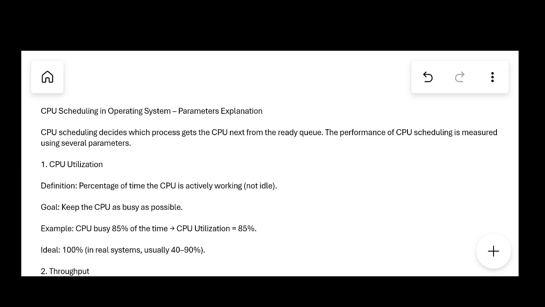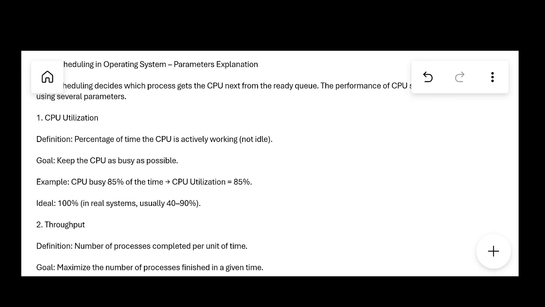So first is CPU utilization. This CPU utilization tells us how busy the CPU is. If the CPU is idle, it's wasted time, so the goal is to keep the CPU as busy as possible. For example, if the CPU is busy 85% of the time, then CPU utilization is 85%. Ideally, we want it to be 100%, but in real systems it's usually around 40 to 90%.